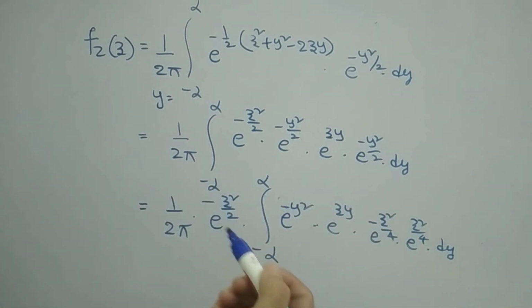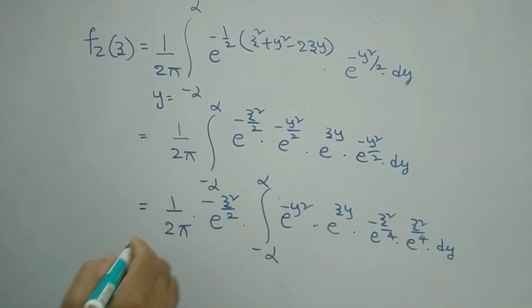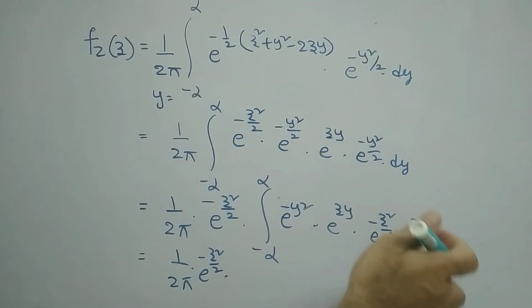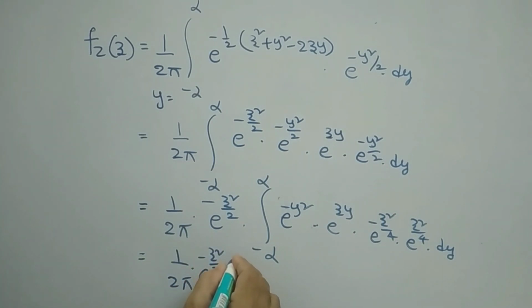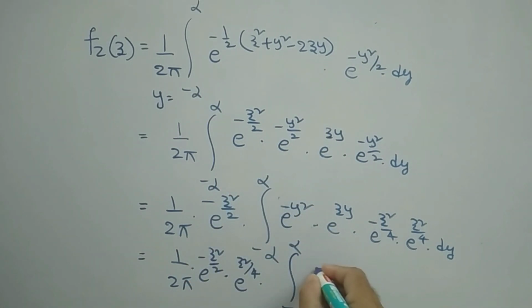Now what we will do, this e power z square by 4 you can take outside, so it is 1 by 2 pi into e power minus z square by 2. Clear? This plus z square by 4 also you can take outside, that is e power z square by 4. Then what will be there in the integral? Integral over minus to plus infinity e power minus y square, into e power z y, into e power minus z square by 4, into dy.